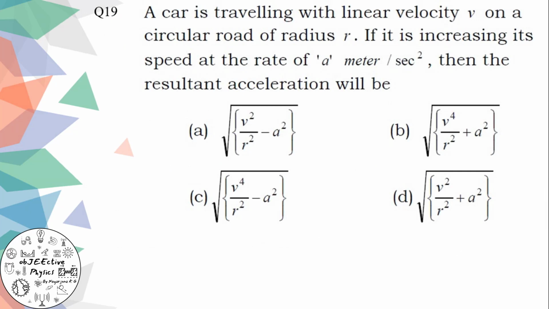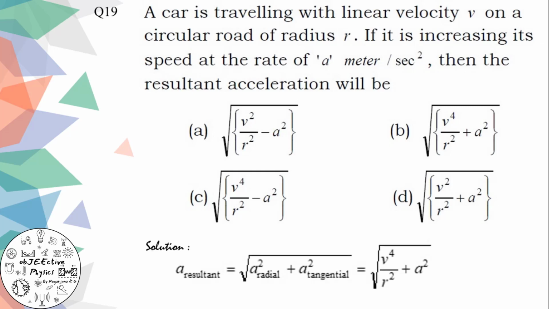See here, a car is traveling with linear velocity v on a circular road of radius r. If it is increasing its speed at the rate of a meter per second square, then the resultant acceleration will be? Solution: a resultant is equal to root of a radial square, that is centripetal acceleration, plus translational acceleration square, that is equal to square root of v to the power of 4 by r square plus a square. Number 20.